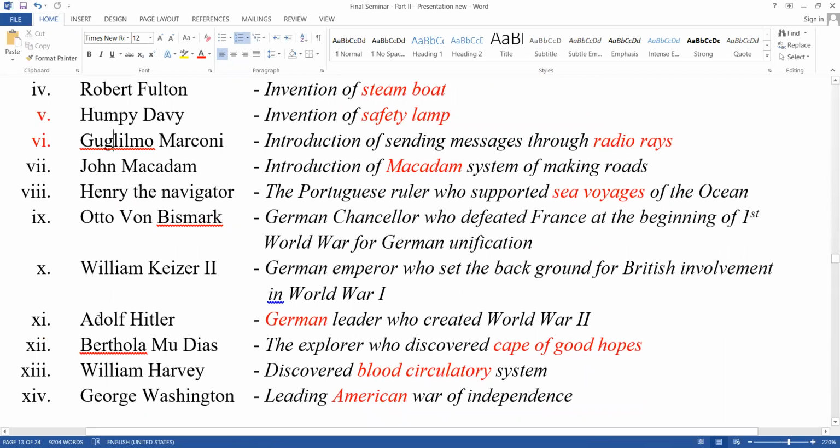William Harvey discovered the blood circulatory system. And George Washington was the one who gave leadership to the American freedom struggle, and he became the first president of America.